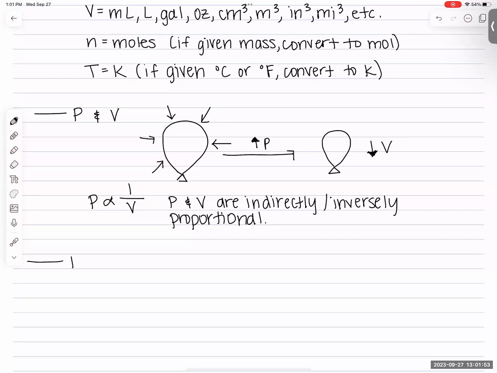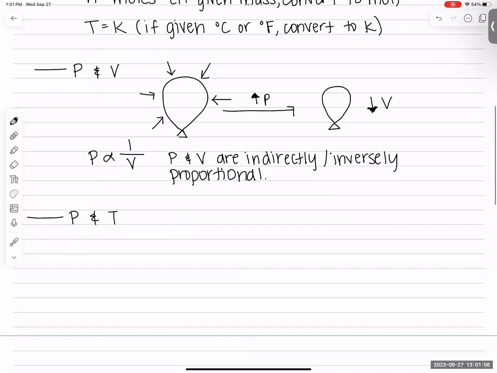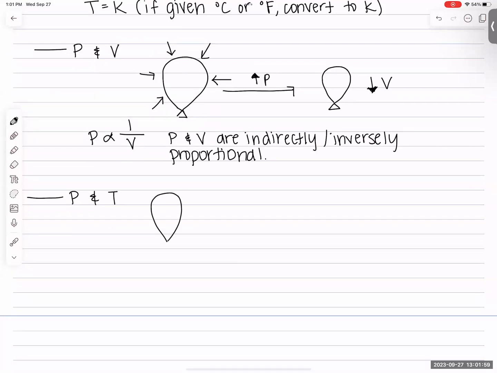Another relationship is pressure and temperature. So let's grab my balloon again. And this time I'm going to increase the temperature. Oh wait, I don't want to use a balloon because actually a balloon will not work here in this situation because balloons can change their volume. So let's think about your tires. Okay, so your tires, I'm trying to draw a tire. Here we go. So your car tires, give myself a little wheel here, or bike tires.